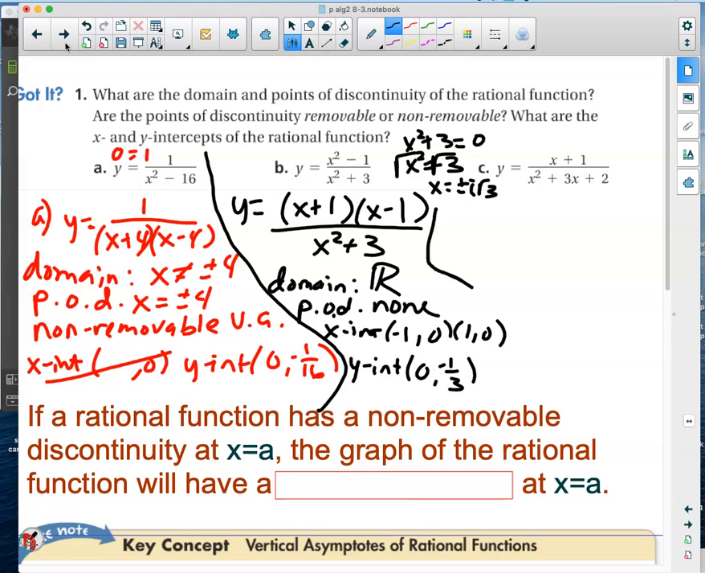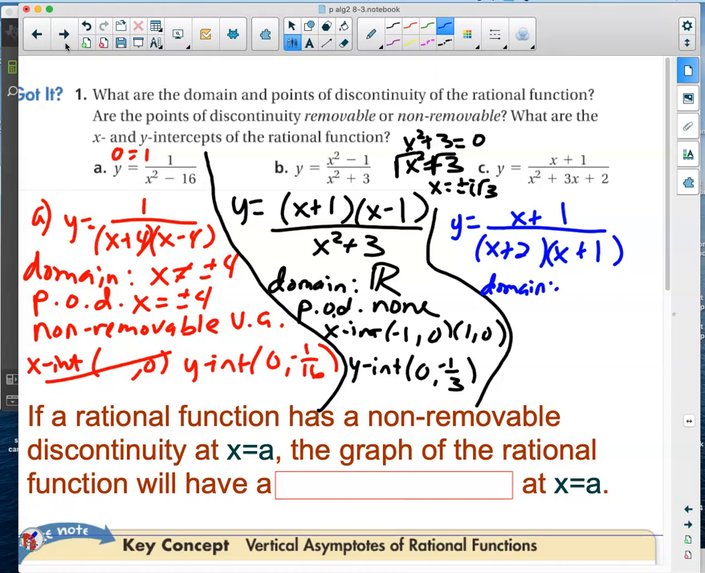Now, I'm sure I wrote too big, but let's try and squish this last one in here. X plus 1, nothing we can do there. But let's at least try to factor that denominator. There's no greatest common monomial factor. It's not a perfect square trinomial, but do you know 2 numbers that make it work? 2 and 1. So, domain-wise, what's out? So then those must be our holes.